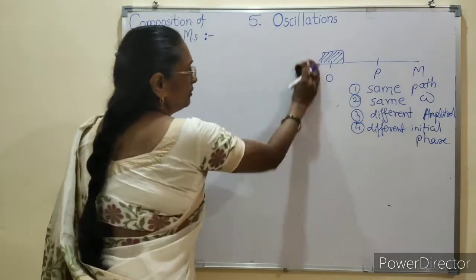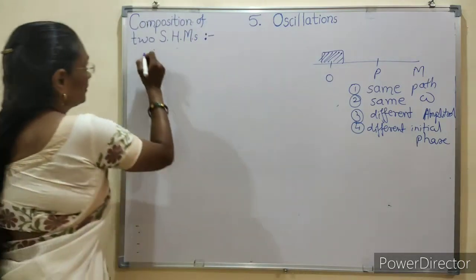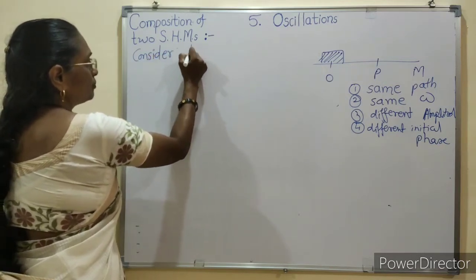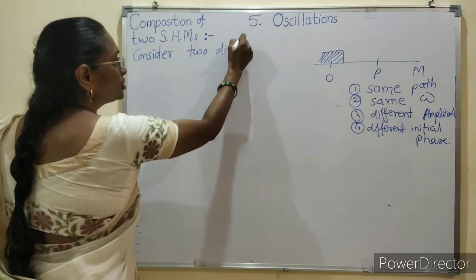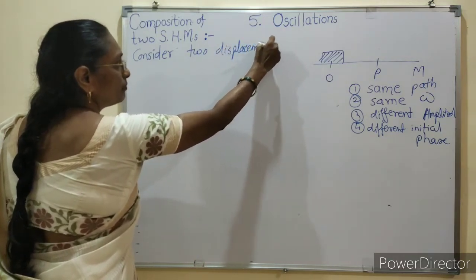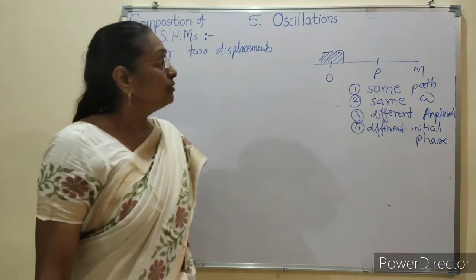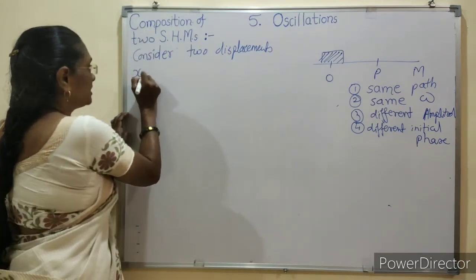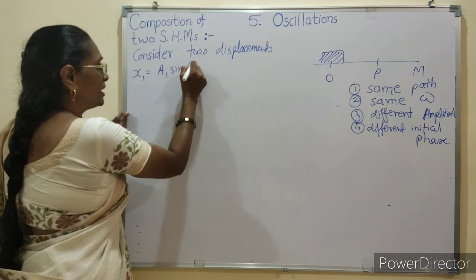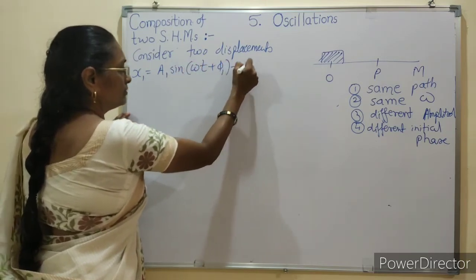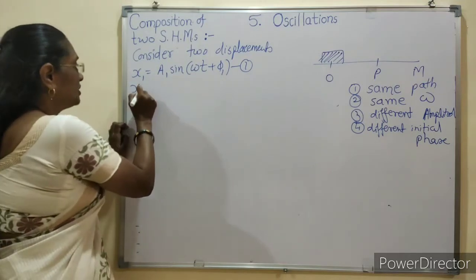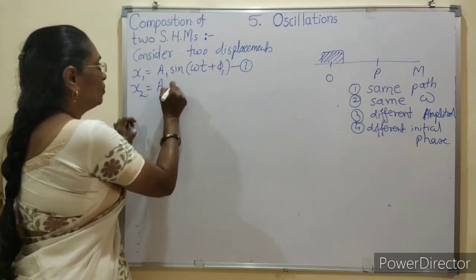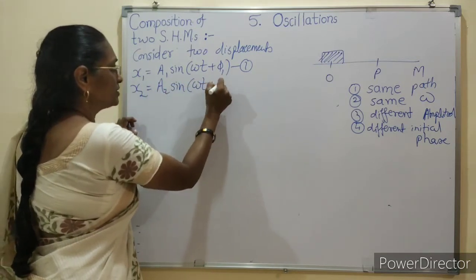So here we consider two displacements which occur when the particle is subjected to two forces. So first displacement is x1 is equal to a1 sin(omega t plus phi 1). This is equation number 1. Second displacement by the application of second force alone is a2 sin(omega t plus phi 2).